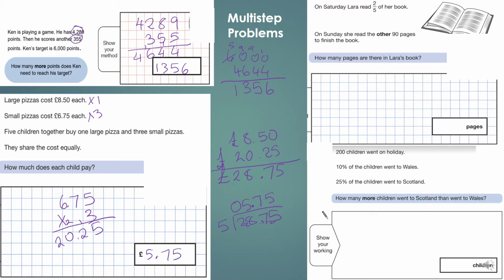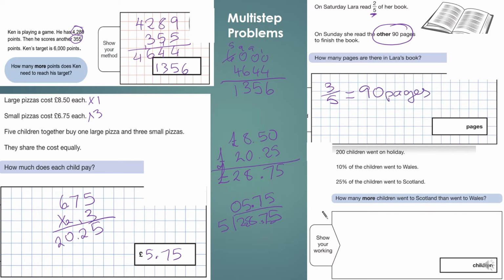Our next question is, on Saturday Lara read 2/5 of a book. On Sunday she read the other 90 pages to finish the book. How many pages are there in Lara's book? So she had 2/5 and then she finished the book by reading 90 pages. So 2/5 to make it a whole would need 3 more fifths. So that 3/5 has got to equal 90 pages.